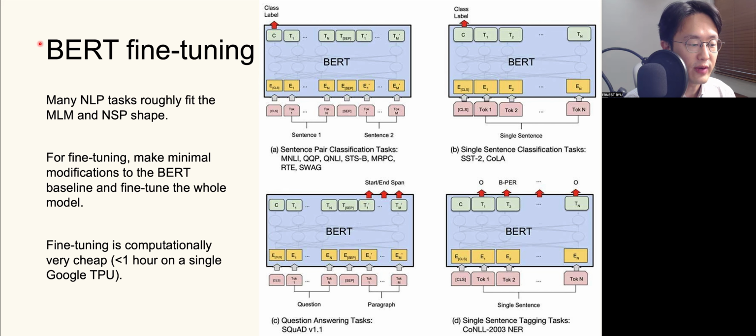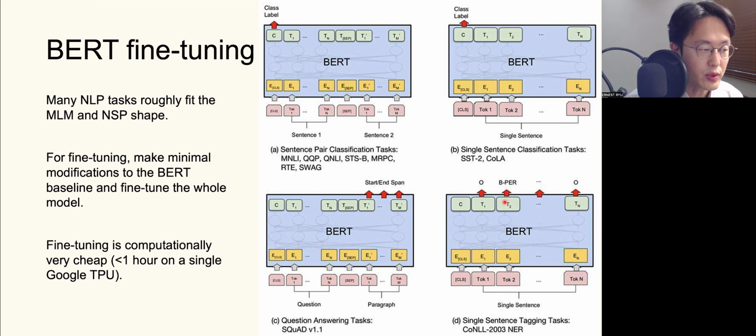After the self-supervised pre-training of the BERT model, BERT is fine-tuned for downstream tasks. A lot of the NLP tasks roughly fit the MLM or NSP shape. For example, here we have a single sentence classification task. For this, as input, we provide a single sentence into the BERT model, but we also provide the CLS token at the very beginning. And then we attach the classification head at the location of the CLS token. For single sentence tagging tasks, we provide the input sentence, and then we attach the tagging classification heads at all the token locations.